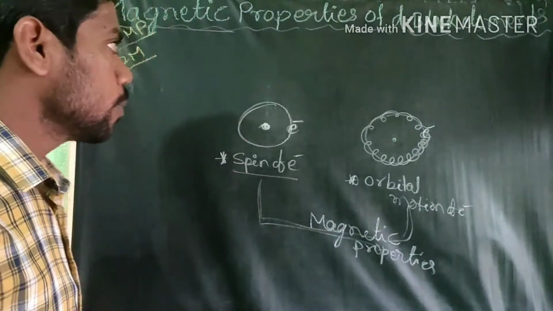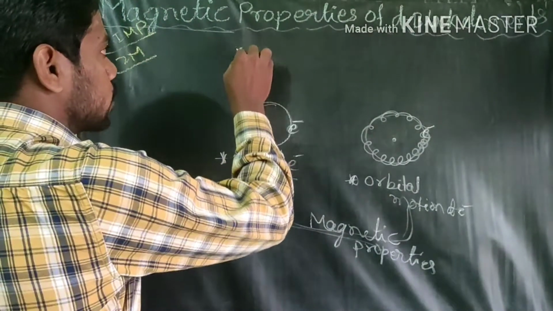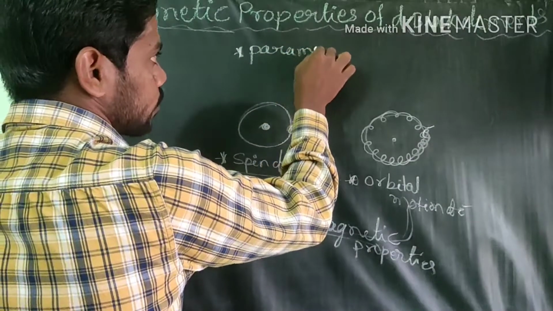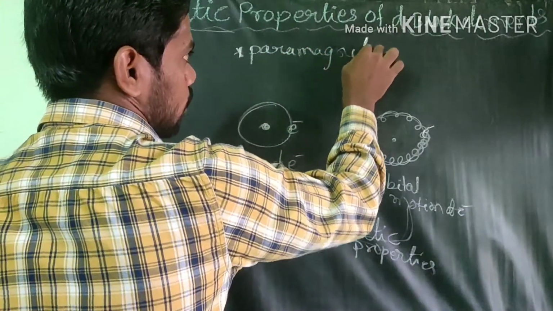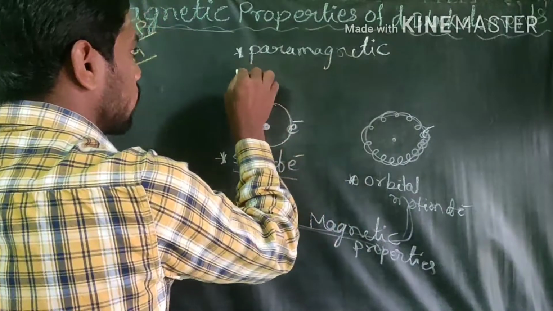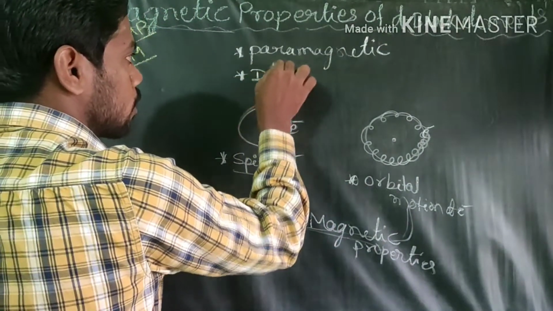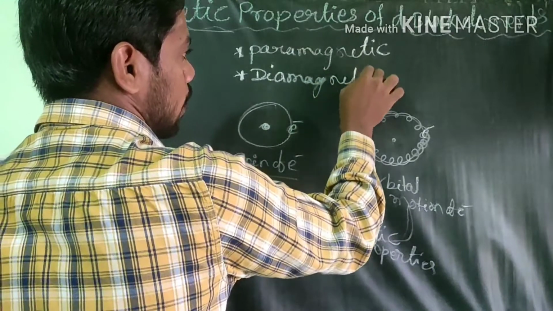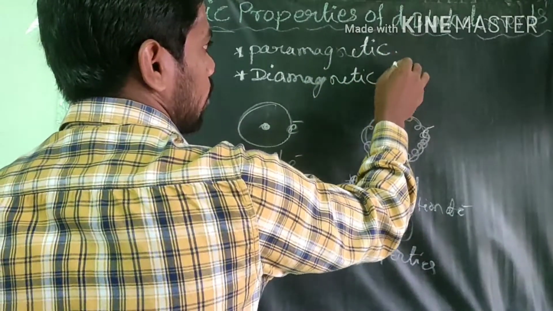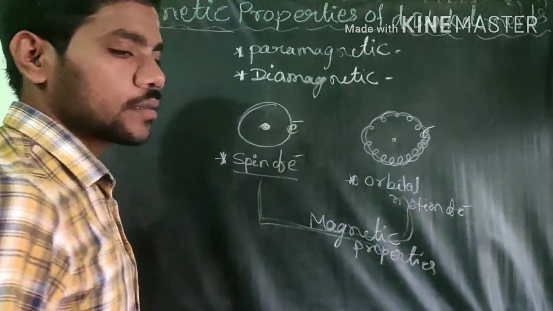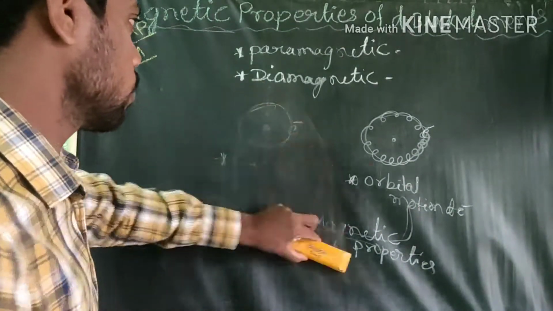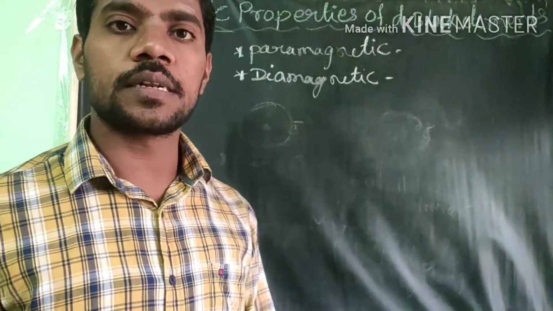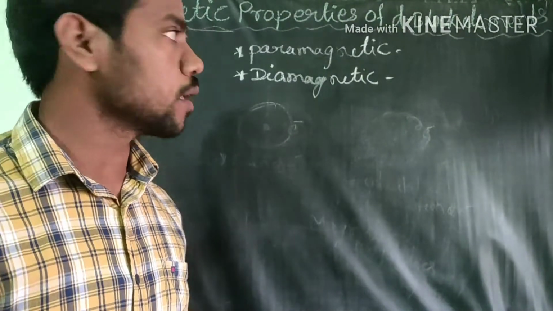In that magnetic moment I discussed two points, and now I will go for paramagnetic and one more called diamagnetic. What is meant by paramagnetic and diamagnetic substances? What is meant by a paramagnetic substance and what is meant by a diamagnetic substance?